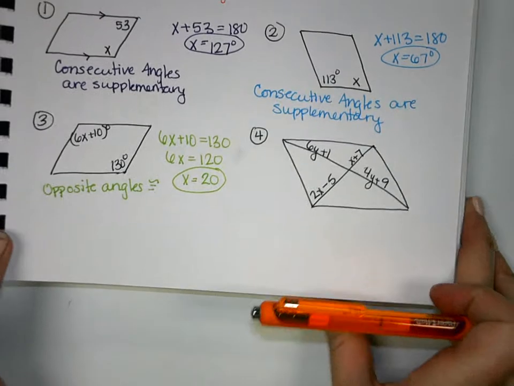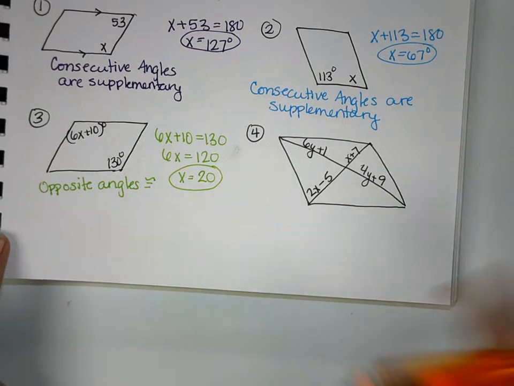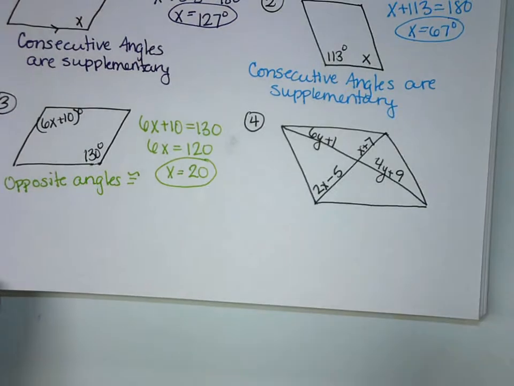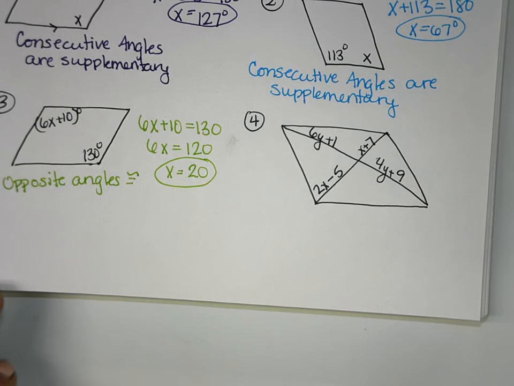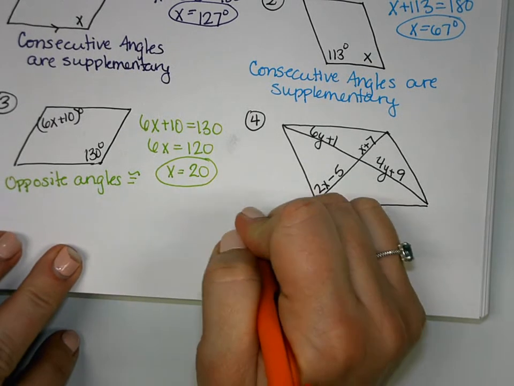When the diagonals bisect, the sides are equal. So that would mean 6y plus 1 is equal to 4y plus 9. Yep. Okay, so again, I'm just gonna write out our reason first.